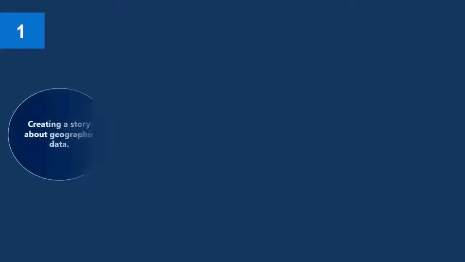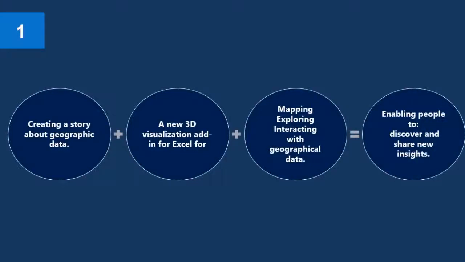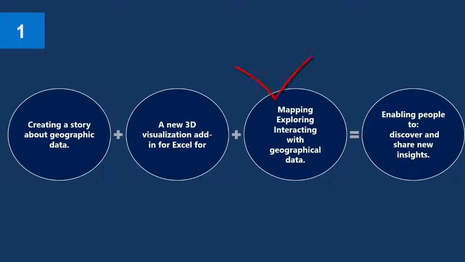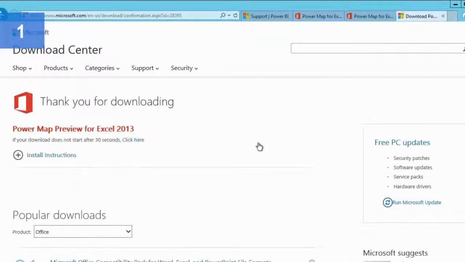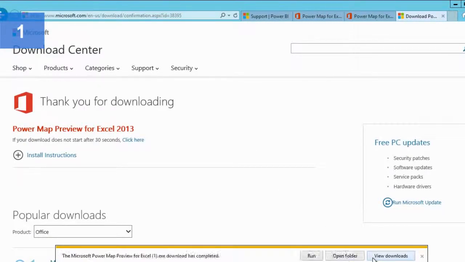Now, Power Map is ideal for creating a story about geographic data. Power Map is a 3D visualization add-in for Excel, which can be used for mapping, exploring and interacting with geographical and temporal data, enabling people to discover and share new insights. Power Map is available for download, and it's also available in Office Professional Plus 2013, and Power Map is also included in Office 365.